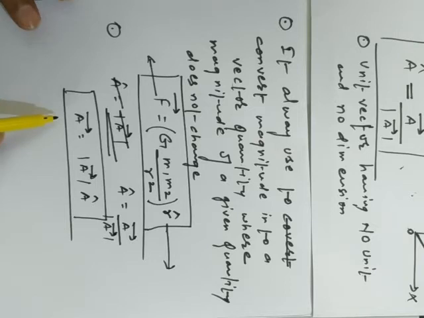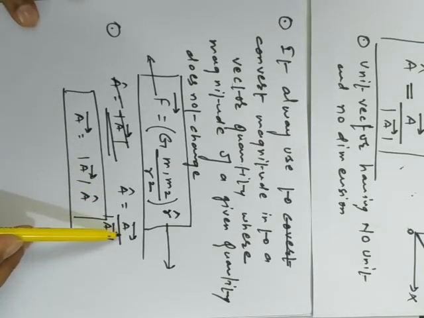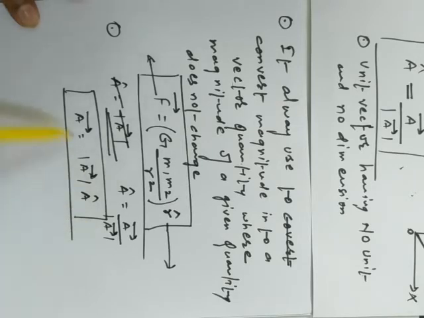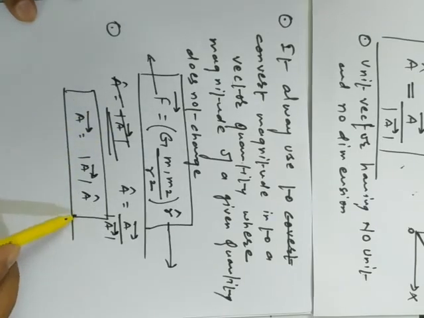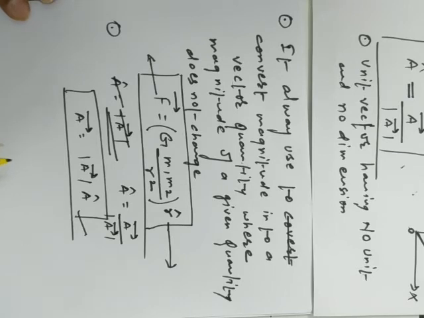Now this is another representation. As a unit vector is the ratio of the vector to the modulus of the vector, I am just separating the vector A, which can be given as a magnitude and the unit vector. So it is another representation of how we represent a vector.